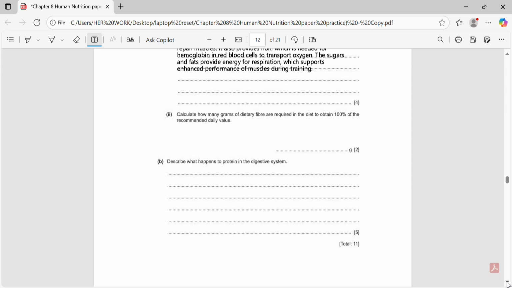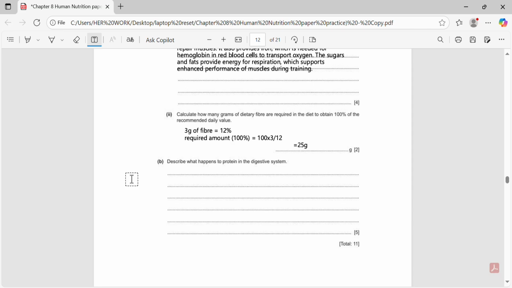Calculate how many grams of dietary fiber are required in the diet to obtain 100% of the recommended daily value. Here, we need to do a simple calculation. The label says that 3 grams of fiber represent 12% of the daily recommended intake. To find 100%, we multiply 100 by 3 and divide by 12. That gives 25. So, the complete daily recommended fiber intake is 25 grams.